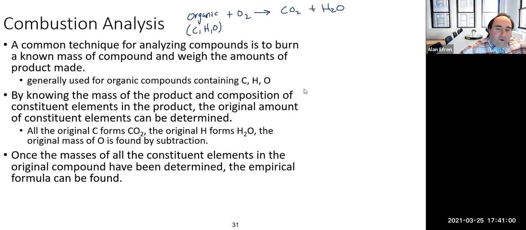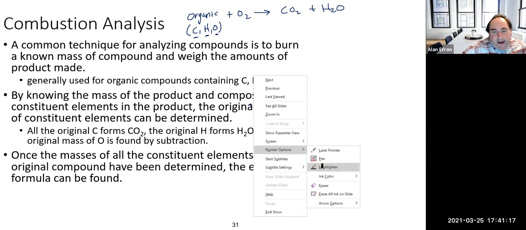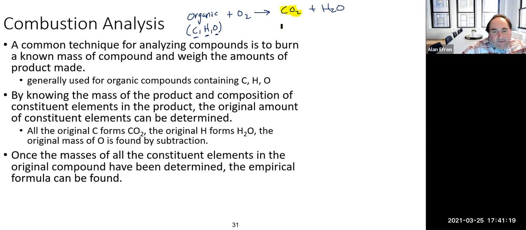But by taking this organic substance, which we know for sure does contain these three elements, we can put it through this reaction, and we could collect a couple of things on the back end of this reaction. We could collect the amount of CO2 that we produce in this reaction. We could also collect the amount of H2O that we get in this particular reaction.